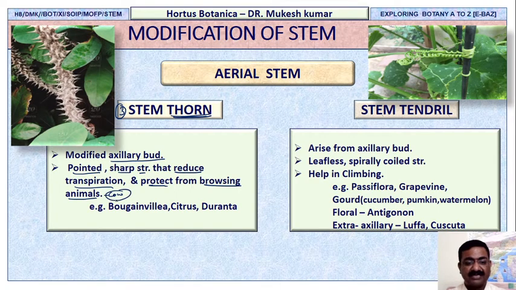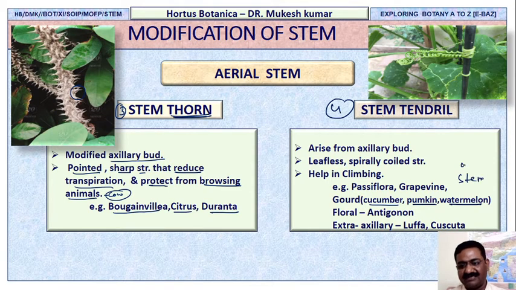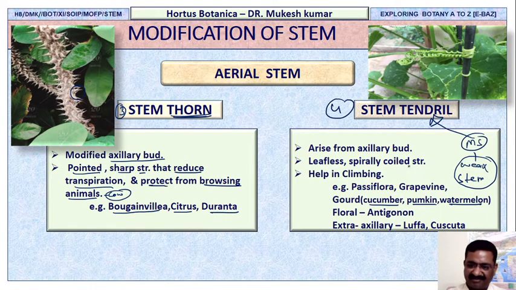Cows, buffaloes. Now, so what happens? See, this is the very thorny structure. So this is the organ of protection and very common in bougainvillea, citrus and duranta. Another fourth one we have, yes, this is a stem tendril. You know about the cucumber, pumpkin and watermelon. These are weak stems, so they need mechanical support. For that mechanical support, they form tendrils, and that tendril arises from the axillary bud.